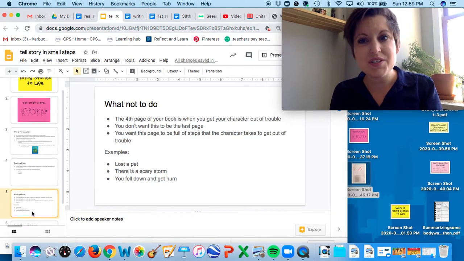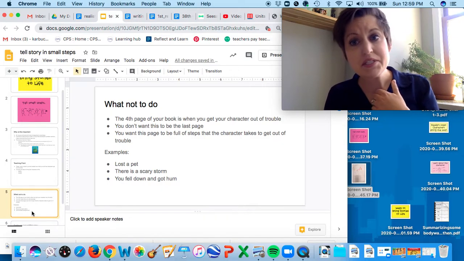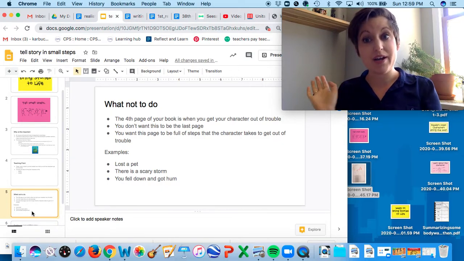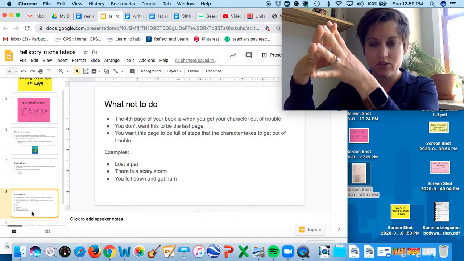And so this is what I don't want you to do. On our fourth page of our book, which is the page we're working on today, I don't want this to be the last page of your book, right? You're not going to merge how the character gets in trouble with your final page, okay?